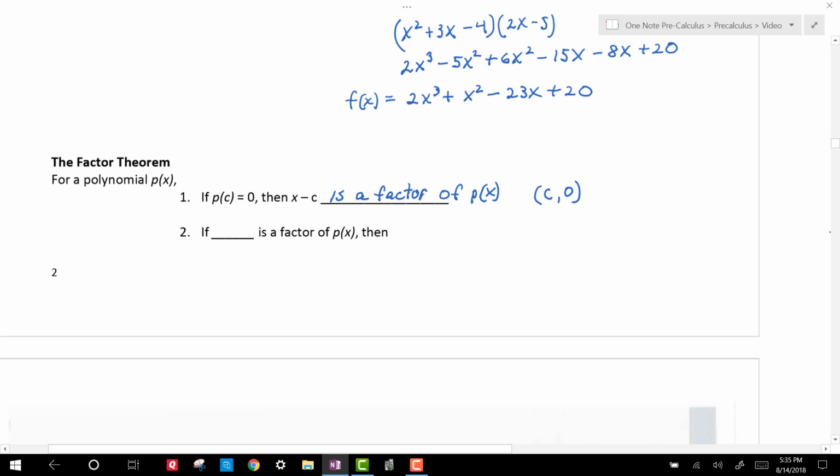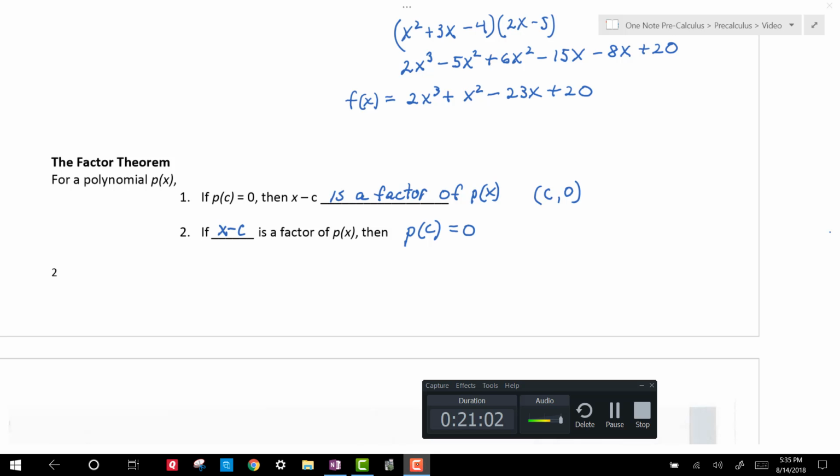Likewise, if x minus c is a factor, then I know that P of c will equal 0. Same case as number 1, only in reverse. Okay? All right, there we go.